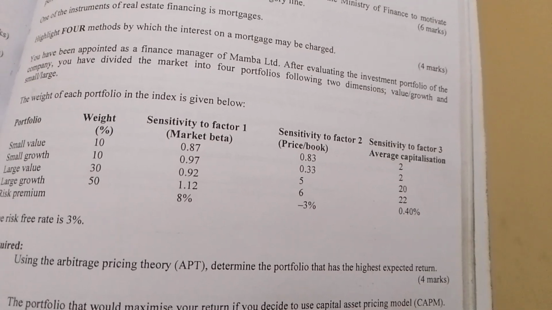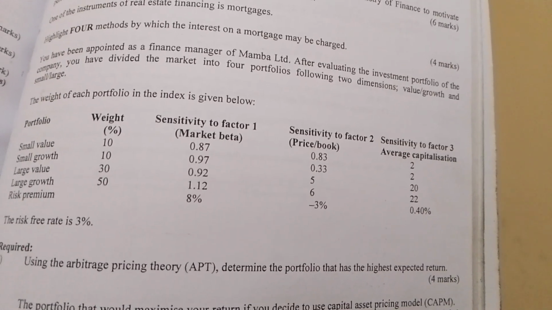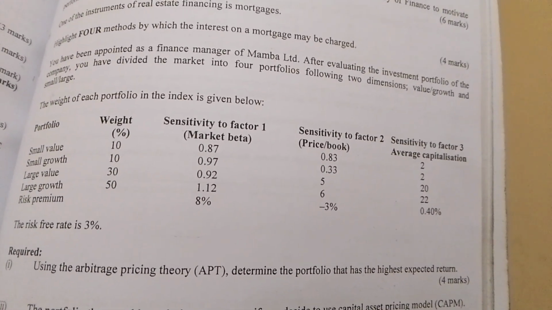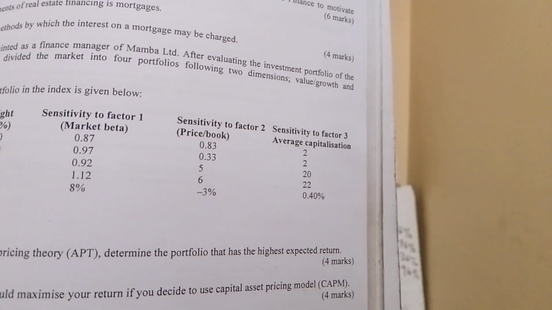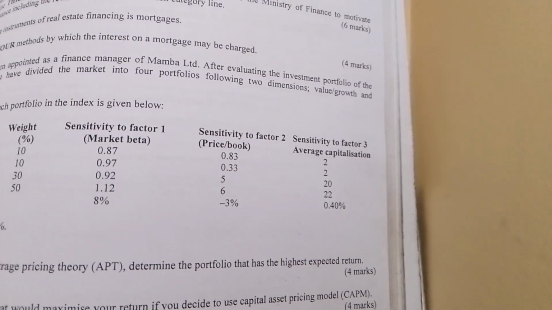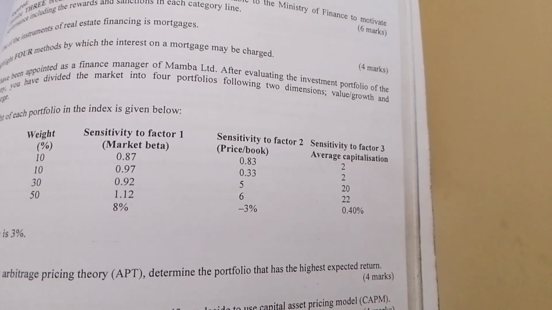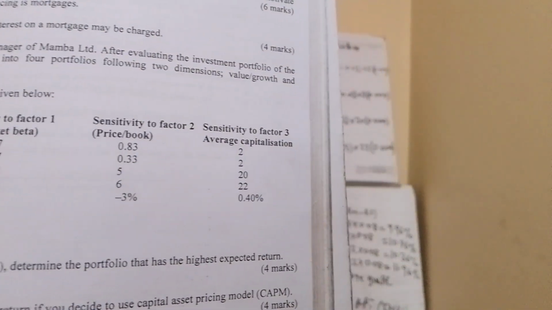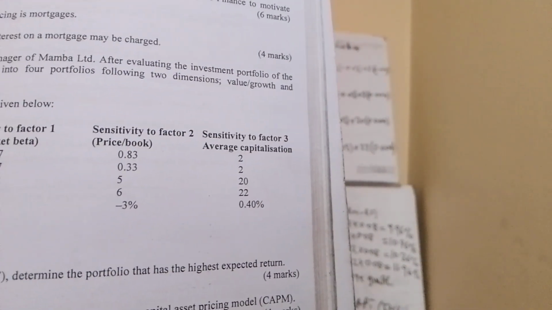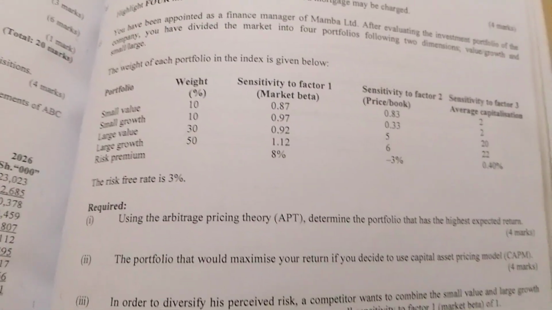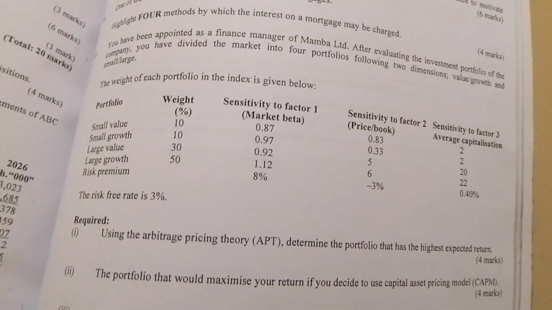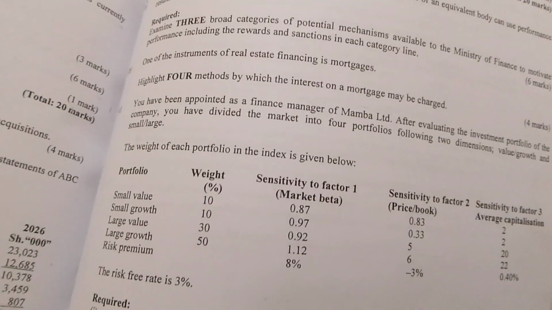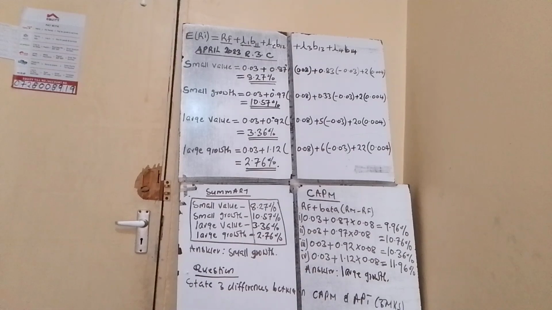Sensitivity to factor 1. Sensitivity to factor 1 is market beta. The figures are given there. Sensitivity to factor 2 will be price to book value. And then you are given sensitivity to factor 3, which will be average capitalization. So the question appears, that's how it appears. I think it is legible. Okay, let's just do the calculation straight away.